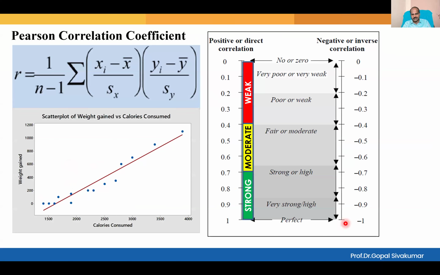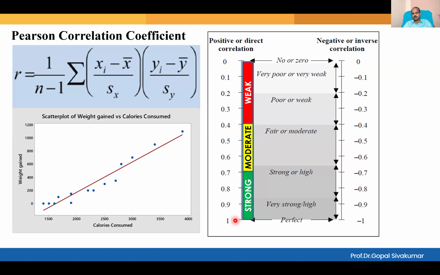And also, if perfection is not happening, your R will start varying from 0 to minus 1 on the negative side, 0 to plus 1 on the positive side. So 0 to plus 1 is positive correlation, 0 to minus 1 is negative correlation, right? Within 0 to plus 1, you see some division. Up to 0.4, we call the relationship or correlation weak. 0.4 to 0.7, we call it moderate.